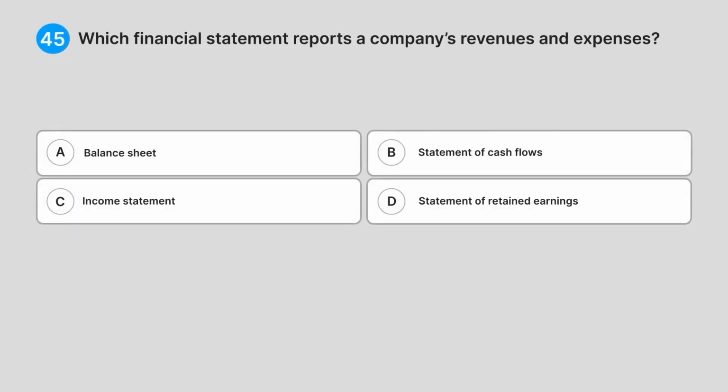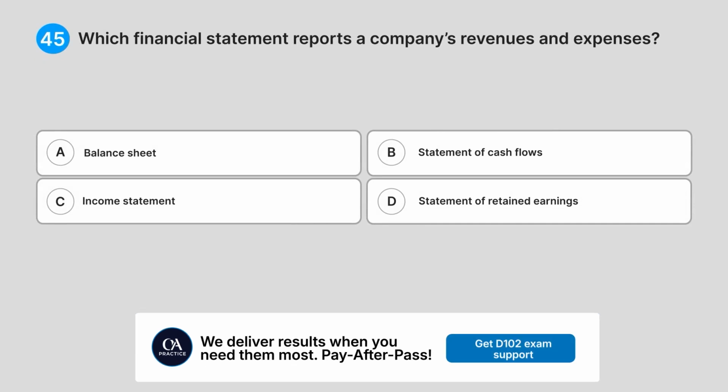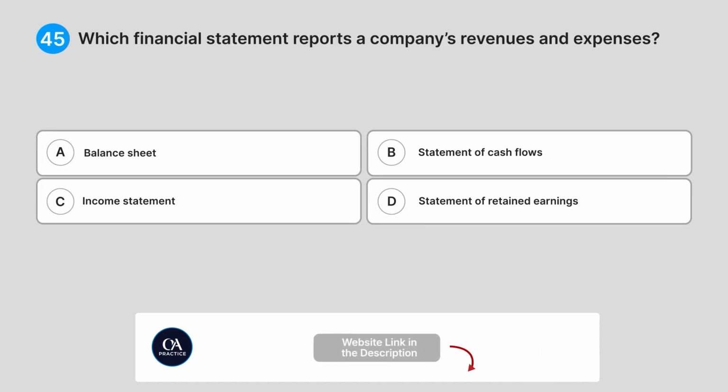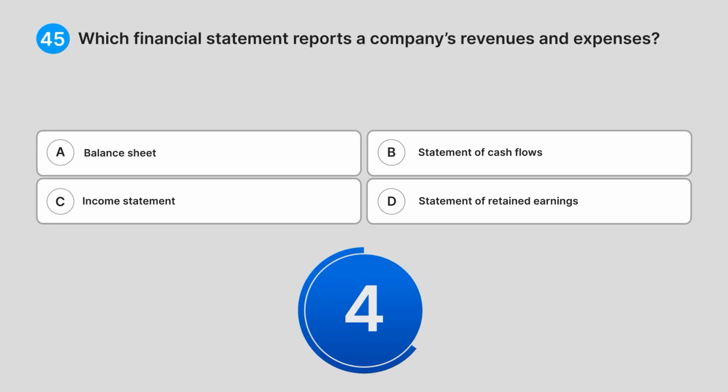45. Which financial statement reports a company's revenues and expenses? A. Balance sheet. B. Statement of cash flows. C. Income statement. D. Statement of retained earnings. Do you know the answer?